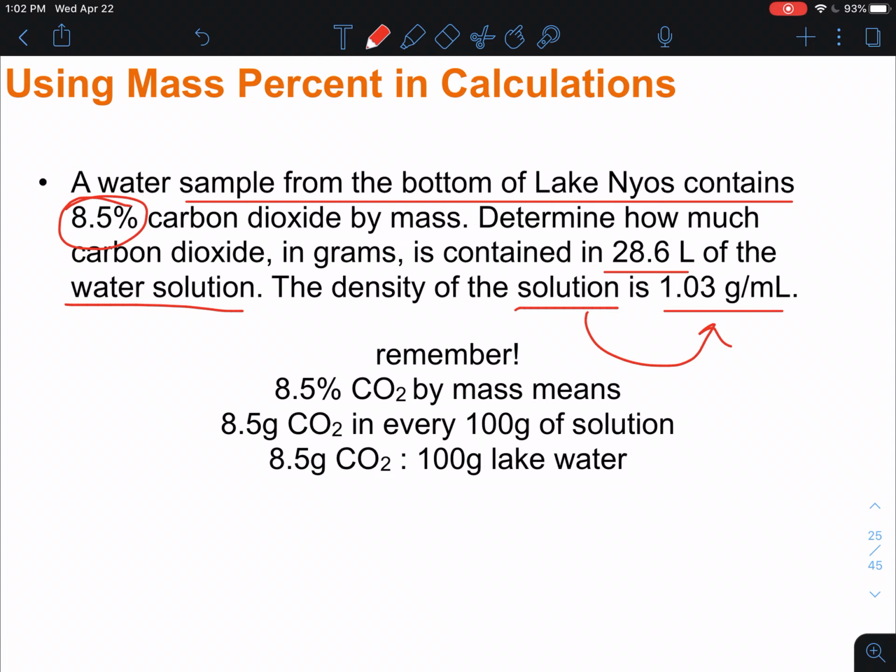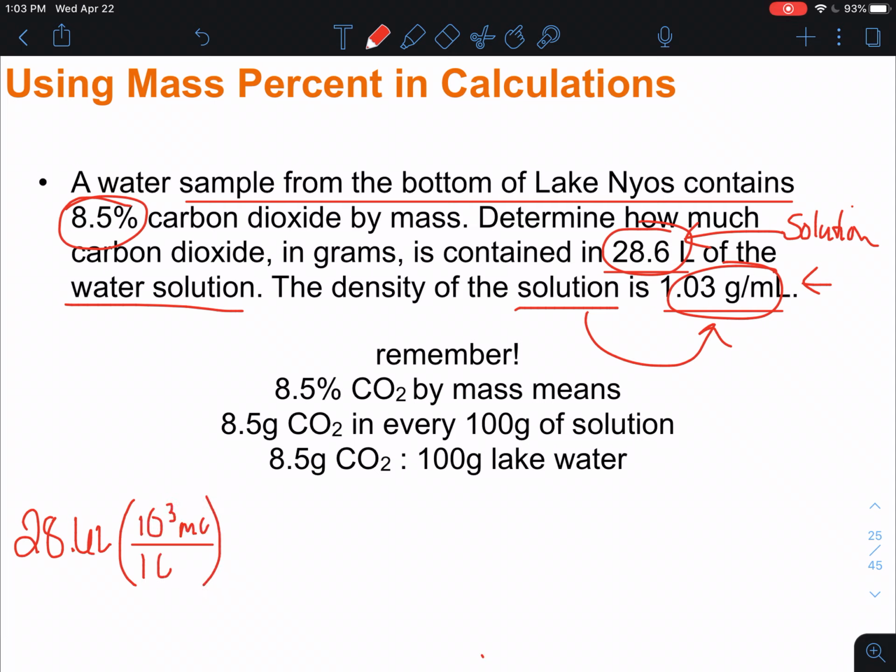So the first thing that we're going to have to do is take this and convert it to grams, because remember, this is the solution. So we're going to take 28.6 liters and convert that to milliliters because our density is in milliliters. For every 1 liter, that's 10 to the third milliliters. Then we're going to take our density, which is grams per milliliter, so 1 milliliter over 1.03 grams. That's going to give us our grams of solution.